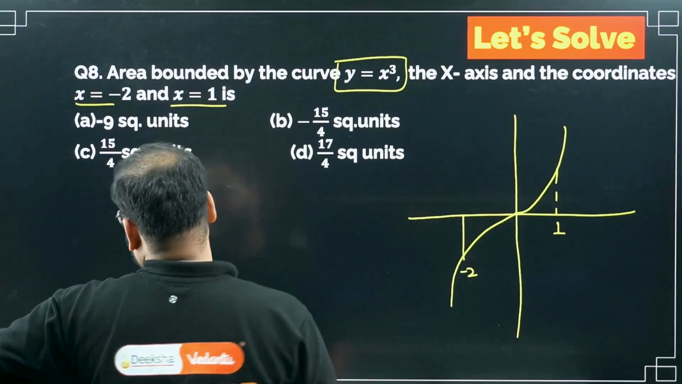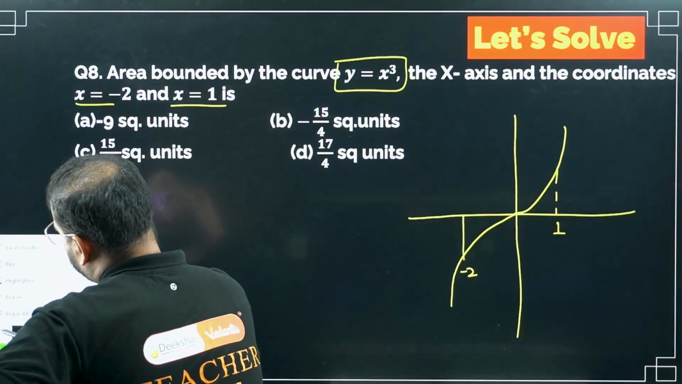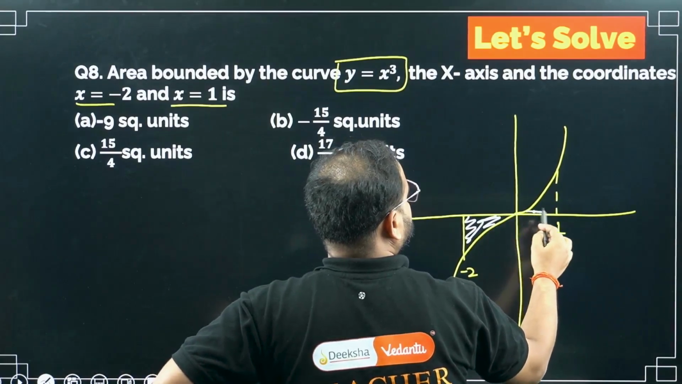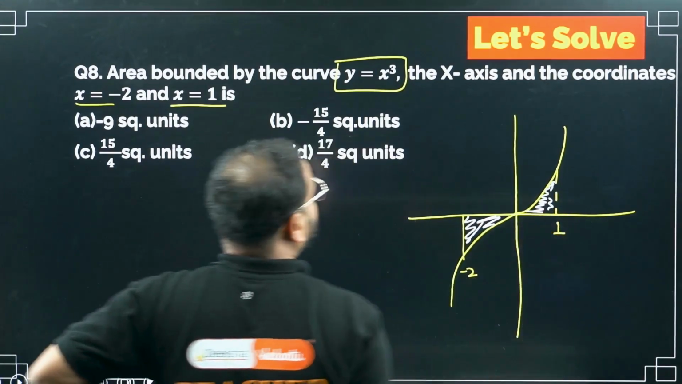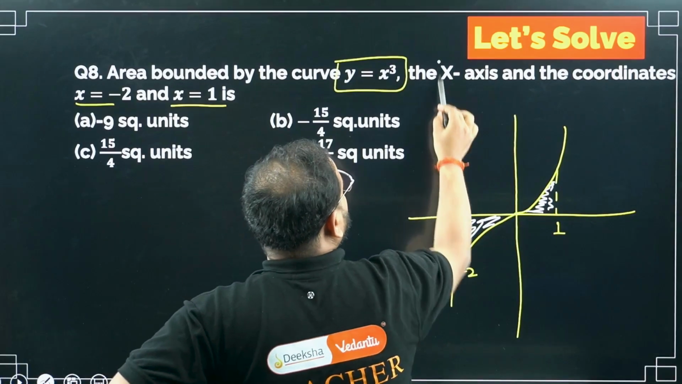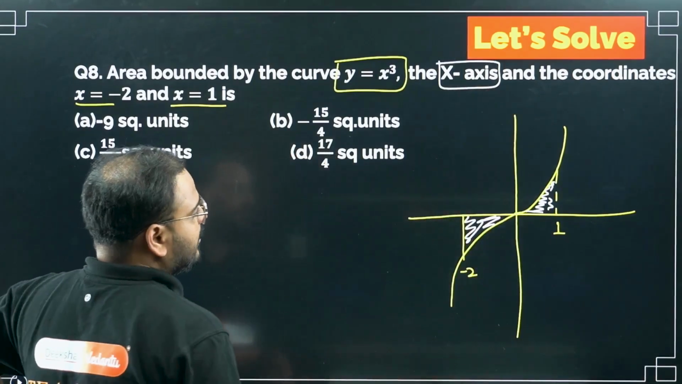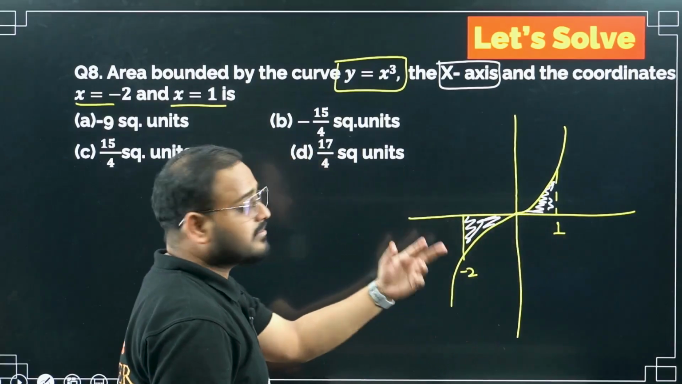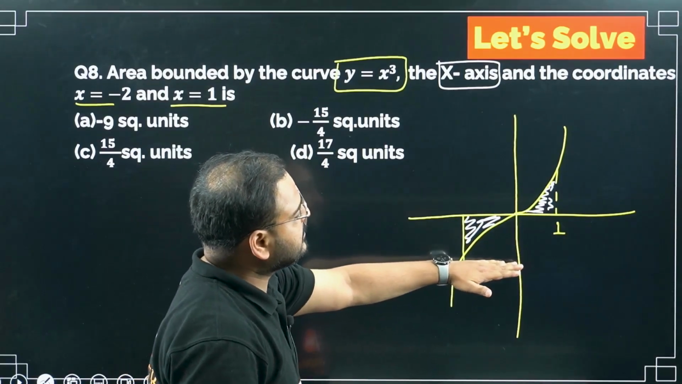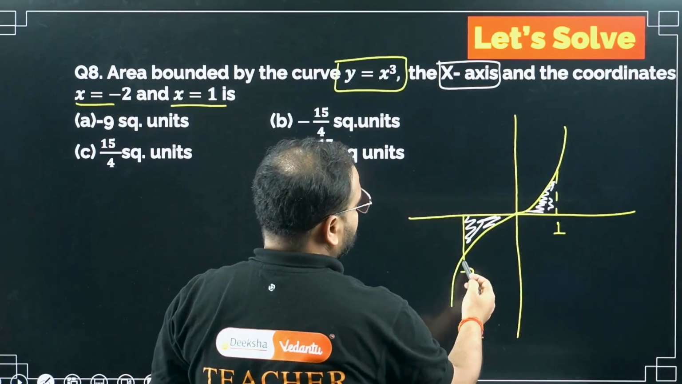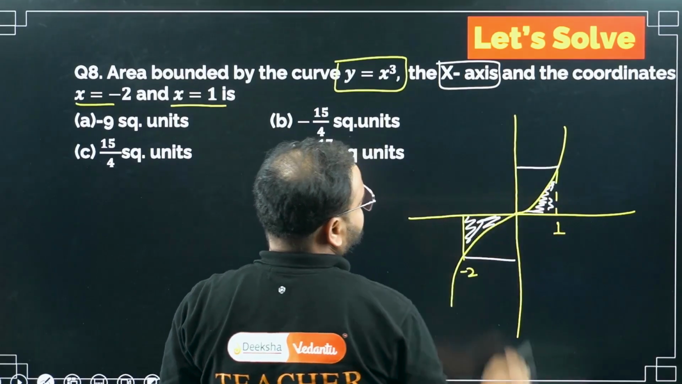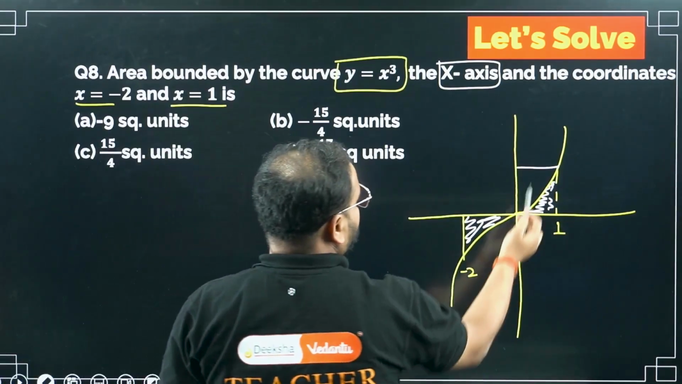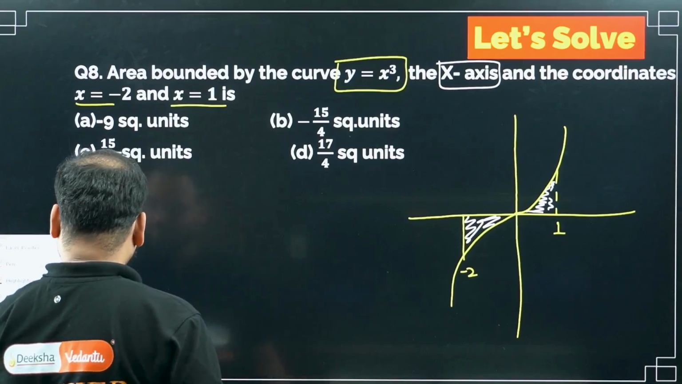So what is the area required to be found? See this. Why this area only, sir? Because they have mentioned the x-axis, so I have to take the region enclosed with the x-axis only. If they had said y-axis, then I would have taken this area and this area, but that is not required right now, so I'll not consider it and will erase those two lines.